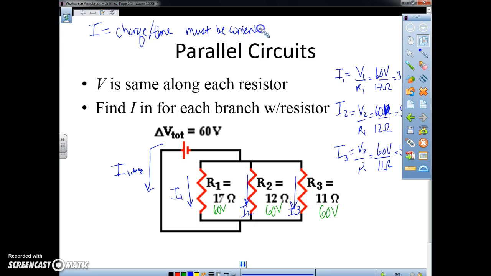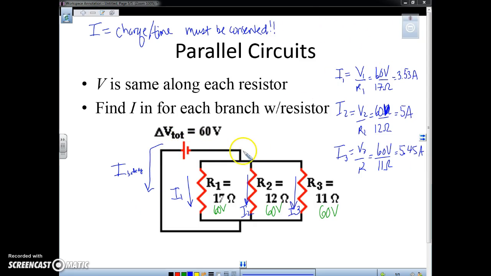Which means that if I have 10 charges, they'll break up into different parts. Maybe 5 go here, 2, and then 3, but the total that goes through has to be the same as what it started. So we should verify that. In other words, the total charge starting from the battery should equal the sum of these. Let's do that. Now remember, we got this value as 14 from the previous slide.